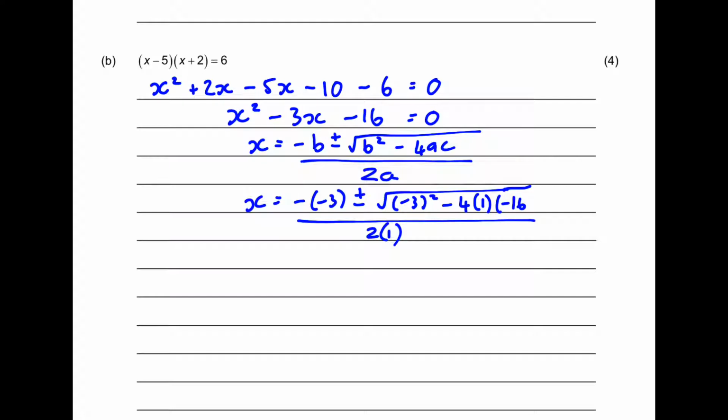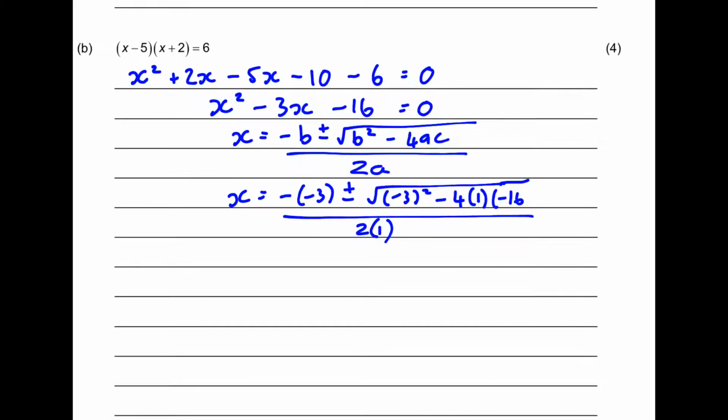All right, multiply that out. You can use your calculator to help you. So x equals positive 3 plus or minus the square root of 73 all over 2.